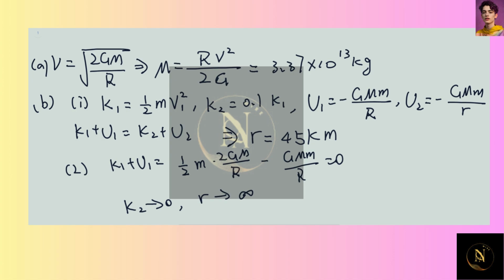Which means when K2 goes to 0, only r going to infinity can make the sum of the total energy 0. So when r goes to infinity, the denominator in U2 becomes super large, so U2 becomes 0 too. Hence, only when r goes to infinity, the total energy here is 0.